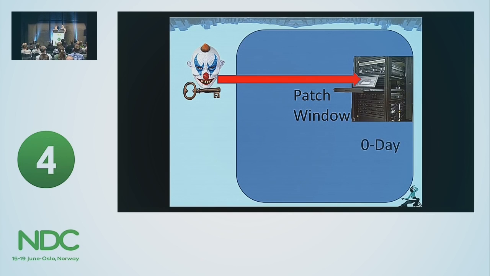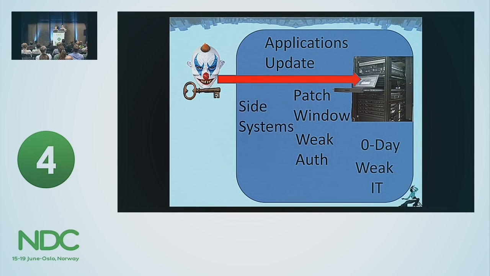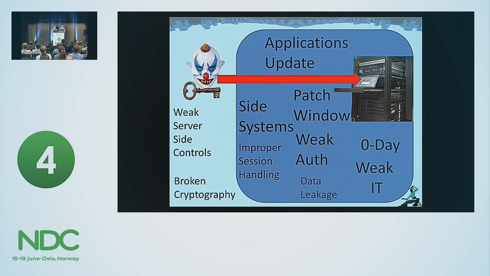So you have your patching window, you have 0-days against your server, you have weak authentication, application updates on there, and it goes on. Weak IT side systems, broken cryptology, and by the end of the day, I'm going to be able to take your web server. With enough time, with enough resources, with enough tries, I'll be able to take your web server.